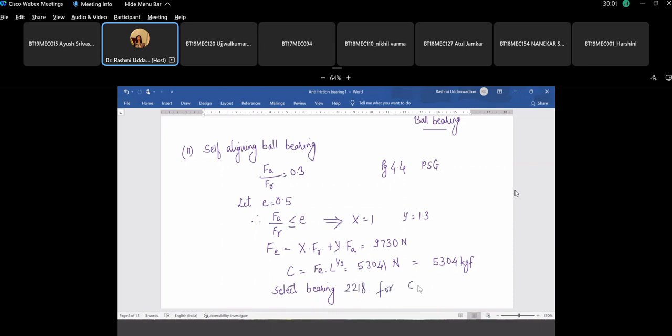For the value of C, 5500 kgf. This is given on page number 4.16. Now this is for bearing number 2218, and the value of E that we have selected is 0.5, which is for the range of bearing 2200 to 2204. This is for self-aligning bearing number 2200 to 2204, which means our assumption and this bearing number are not matching. Do you agree?